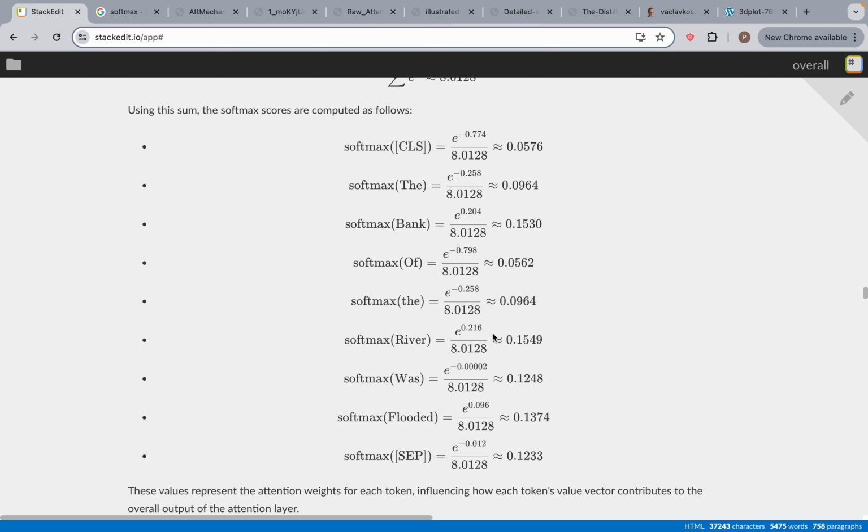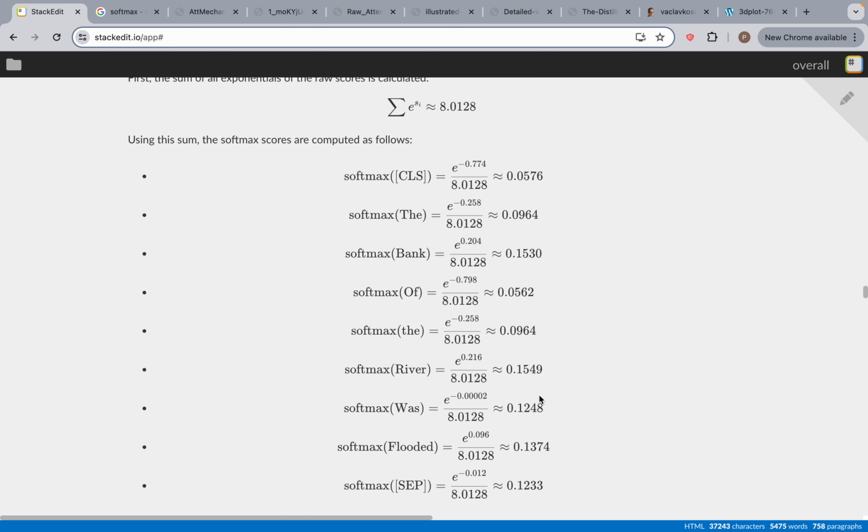And why this is nice is this ensures that all these values, so 0.233, 0.1374, 0.1248, and so on, if we add them all up, they will add up to 1, okay? And that will give us a probability distribution. So that's what we're doing over here.